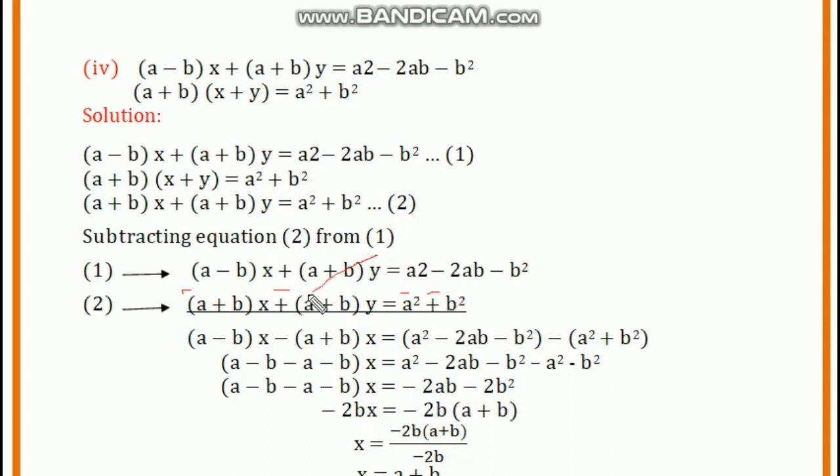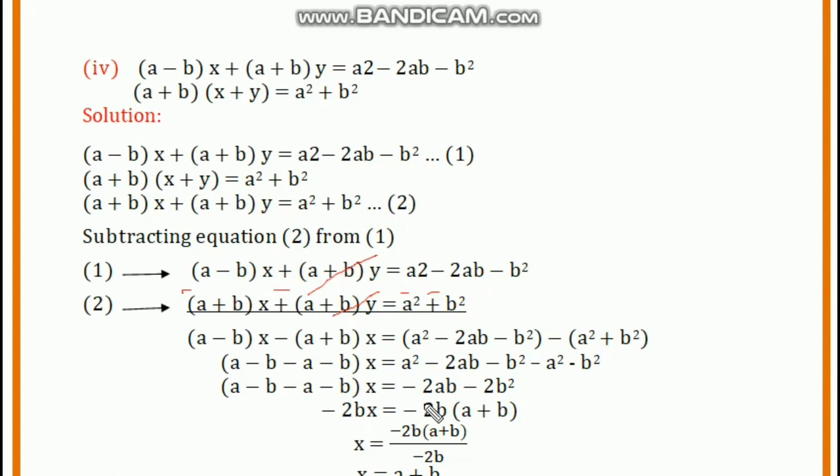So see this, these two terms will be cancelled. So what is remaining? (a minus b)x minus (a plus b) into x equal to a square minus 2ab minus b square, then minus of (a square plus b square). I took minus as common. Then here which is common? x is common, take outside. So remaining (a minus b) minus (a plus b), multiplied by x equal to a square minus 2ab minus b square, then minus a square minus b square.